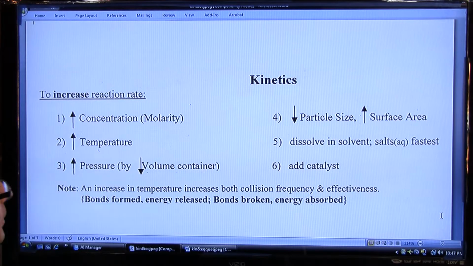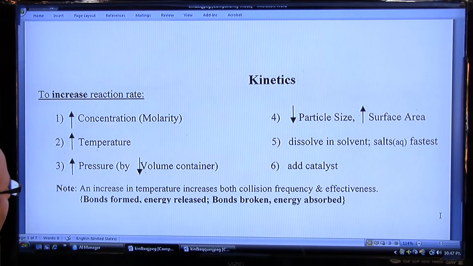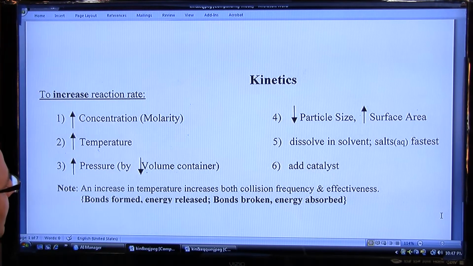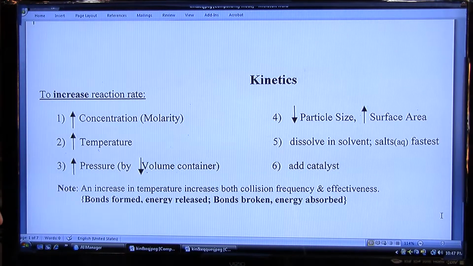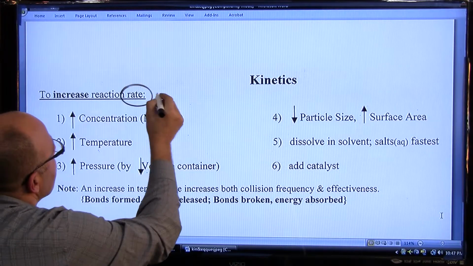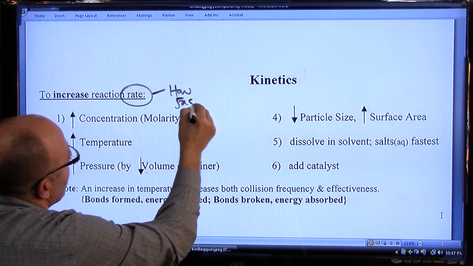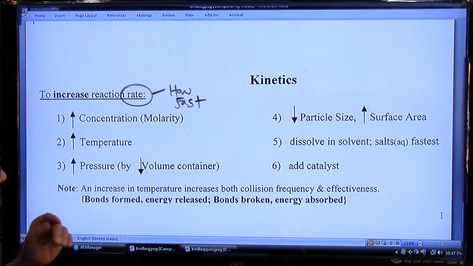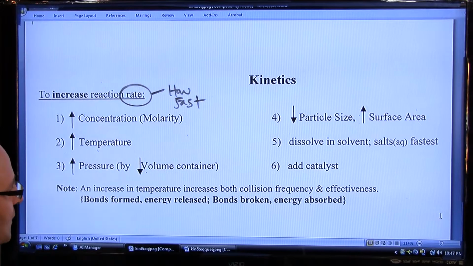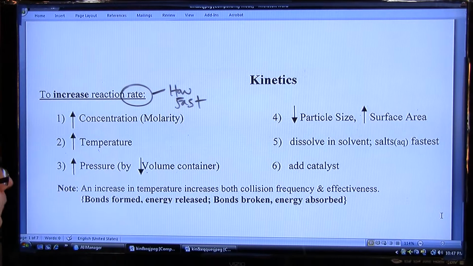We're on the top of page 18, beginning with kinetics. Kinetics deals with factors that influence the rate of reaction. The rate of a reaction is how fast the reaction proceeds. So rate, again, is how fast. It would be measured in moles per minute or moles per second of either reactant consumed or product formed.